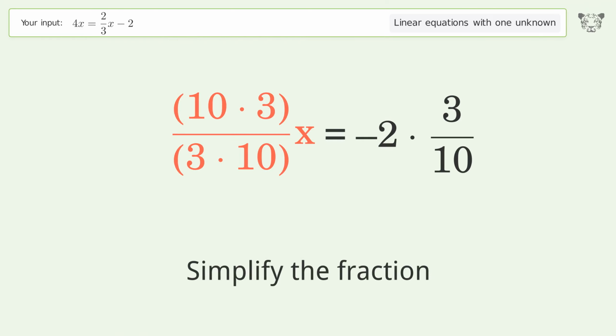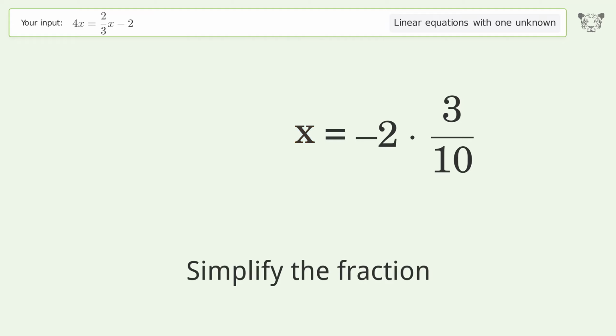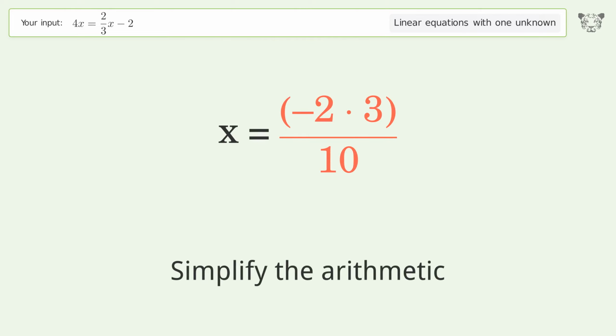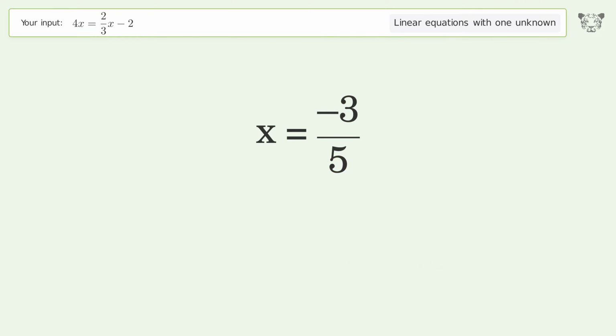Simplify the fraction. Multiply the fractions. Simplify the arithmetic. And so the final result is x equals -3/5.